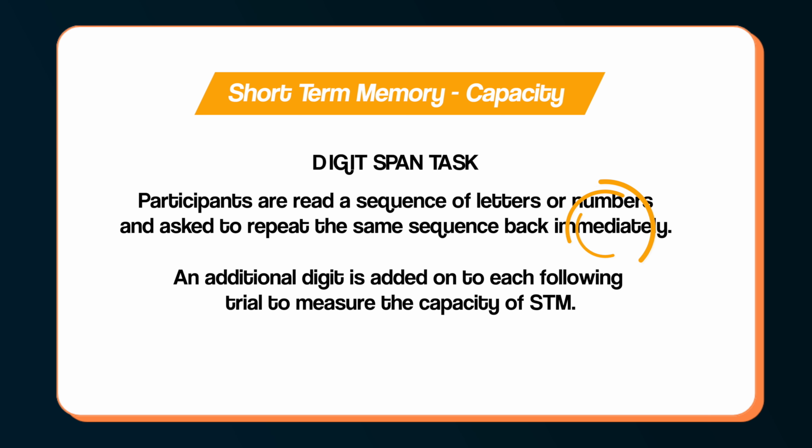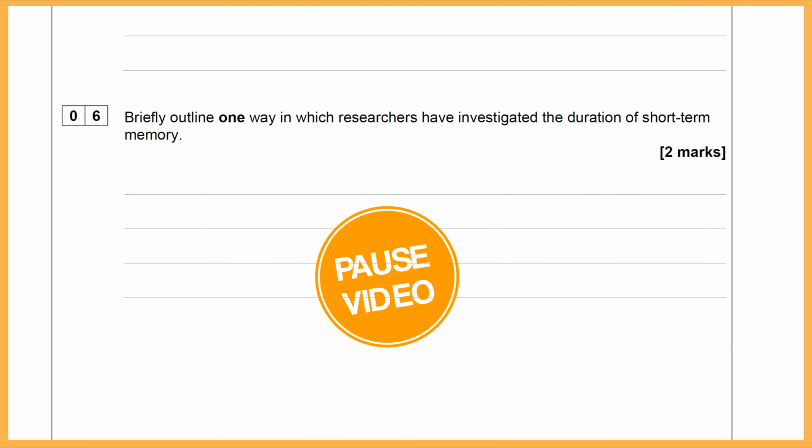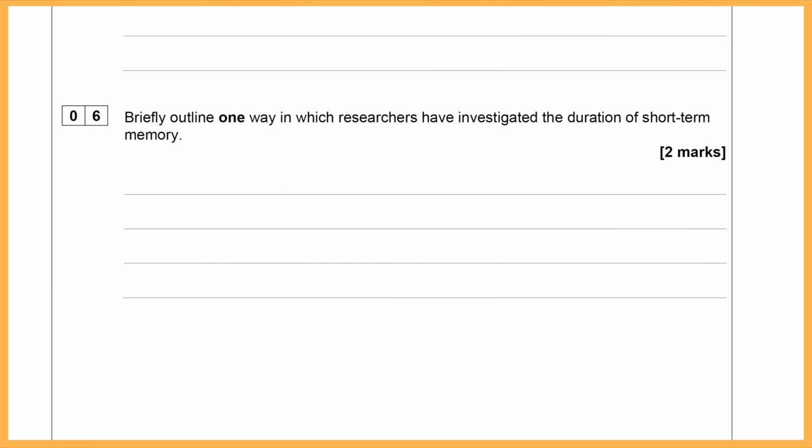The word immediately there is very important because it's focused on short-term memory. The mark scheme was quite picky in making sure your answer made it clear that it was about short-term memory recall. Question 6 says, briefly outline one way in which researchers have investigated the duration of short-term memory.